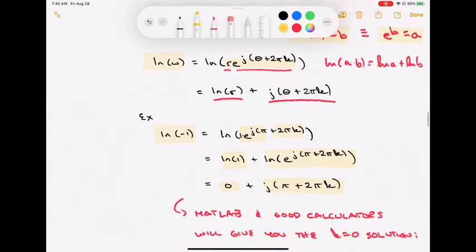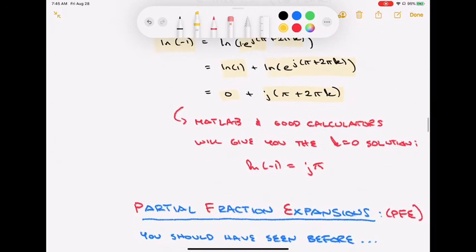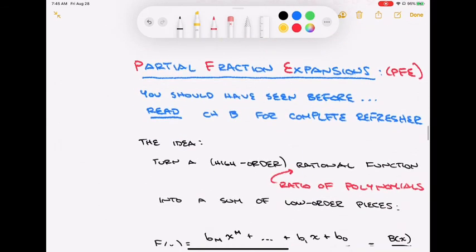This idea that we get an infinite number of solutions is a little problematic for some computer tools. So many tools, such as MATLAB and oftentimes good calculators, will just give you one of them. If I typed in on MATLAB log of -1, it would give me jπ. It would just give me the k equaling 0 solution. That doesn't mean it's the only solution. It's a solution.